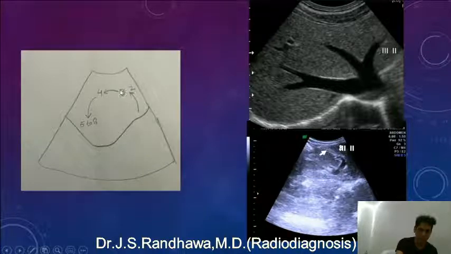Then we have segment number 3, which is closer to segment number 4, and this is also a part of the lateral segment. So we have the lateral segment divided into 2. One is 2 and the other one is 3. Now let us see in this picture, we can make out.